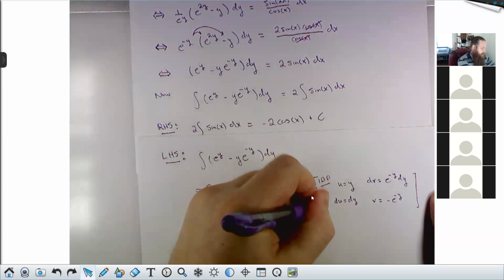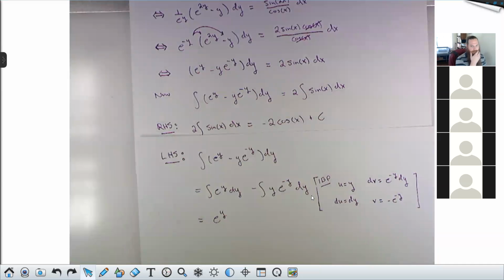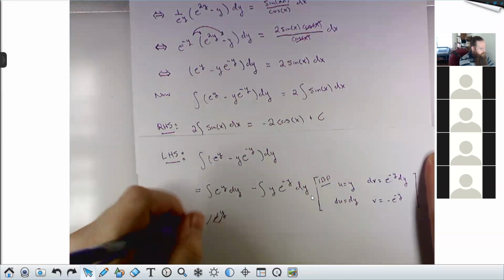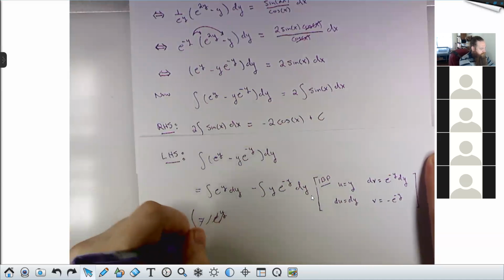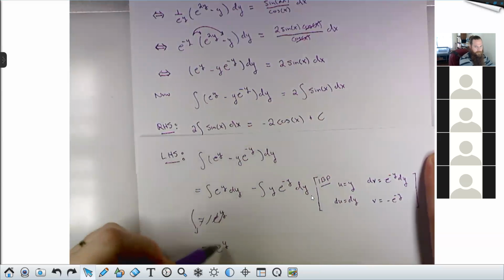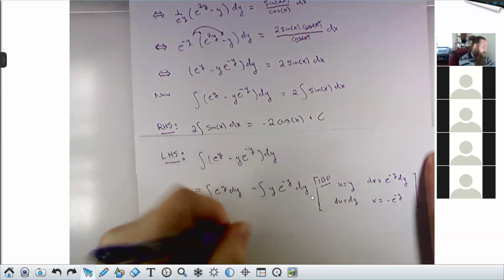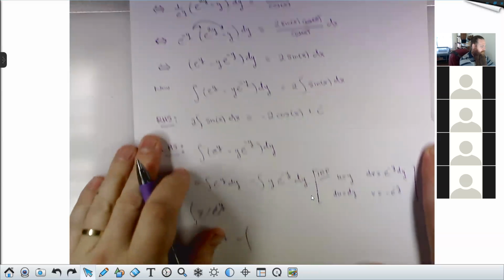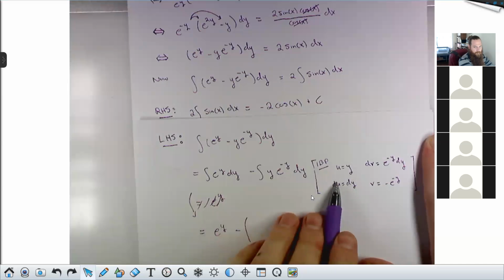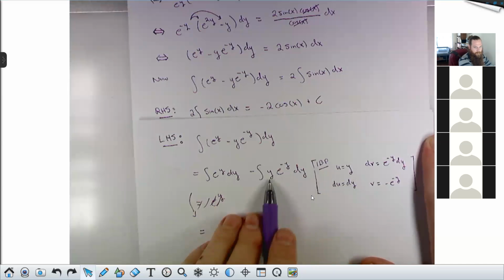Okay. So here's my little IBP table for that second integral. Maybe I'll continue this down here. So we'll have equals e to the y, that's from that first integral, minus, and then open up a big parentheses because this whole integral here is being subtracted. So everything that comes from our integration by parts needs to be subtracted. So open up a big paren.